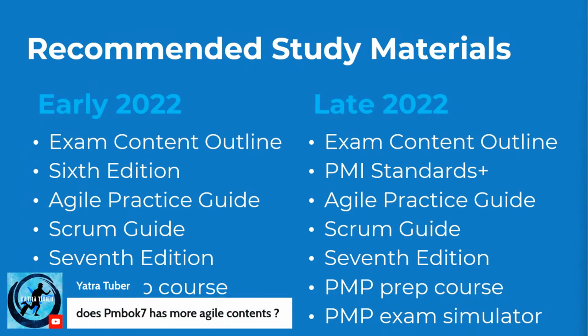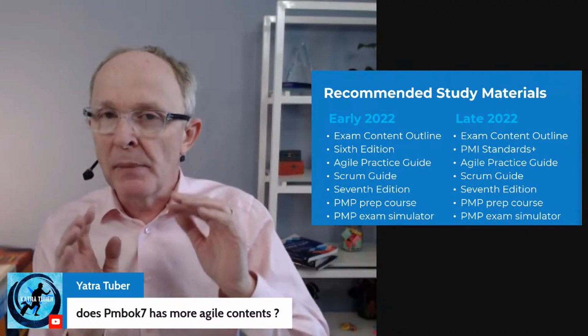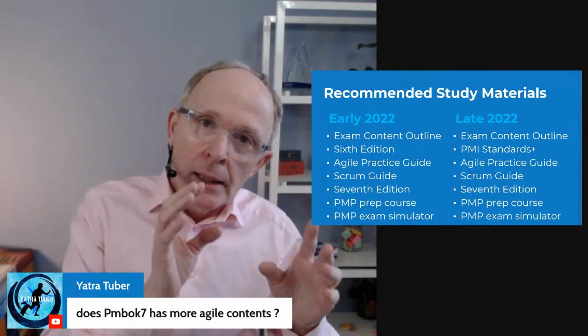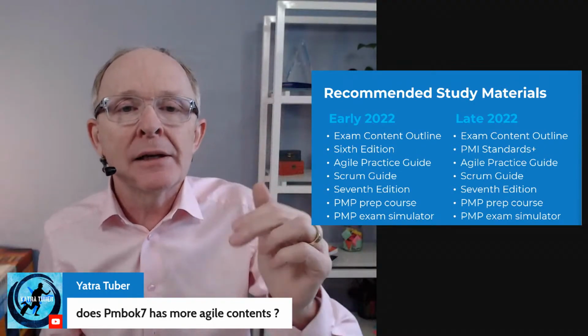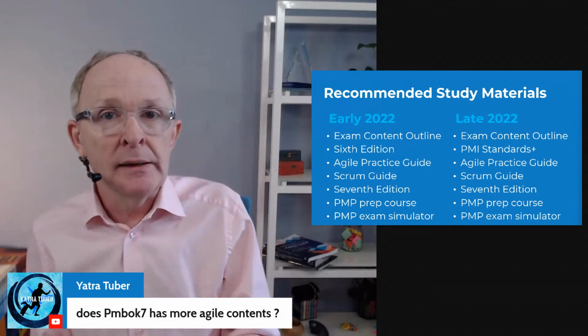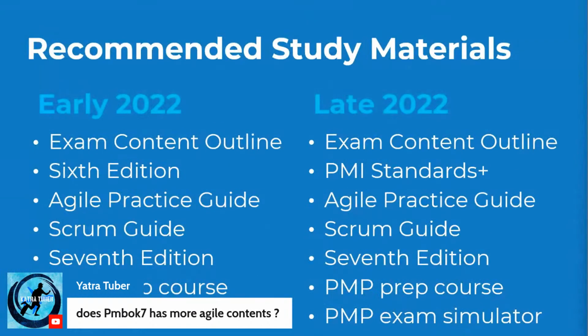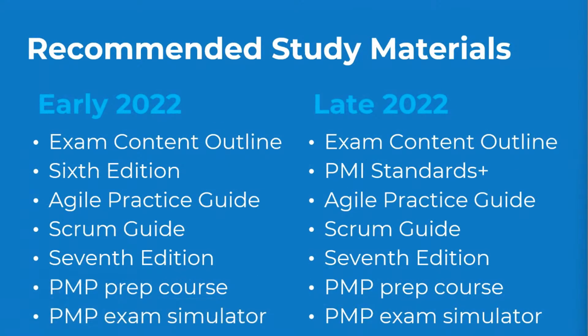Here's a question from Yatra. Does the PMBOK 7 have more agile content? The PMBOK Guide 7th edition is completely agnostic. It does not discuss any types of methodology. That is why 2 bullet points here are the Agile Practice Guide and the Scrum Guide. So you cannot read the PMBOK Guide and expect to know everything you need to know on Agile for your PMP exam. Okay.